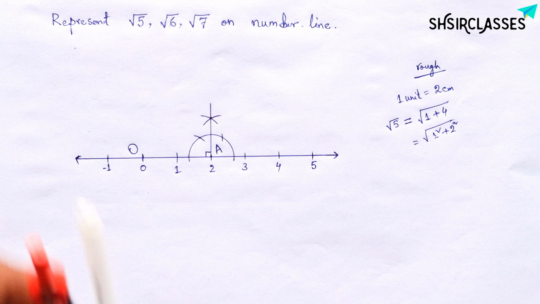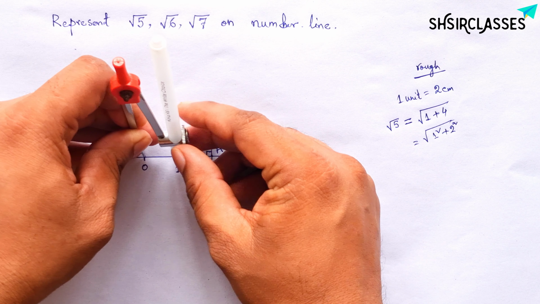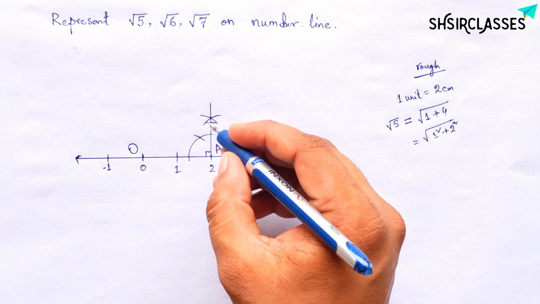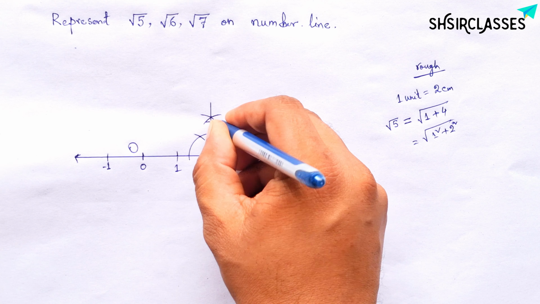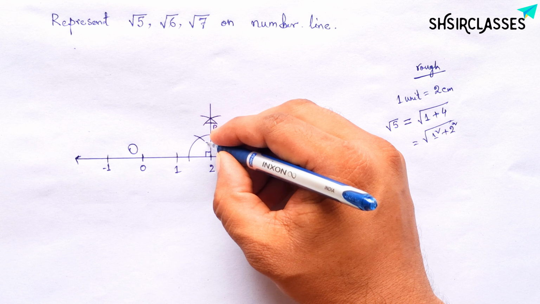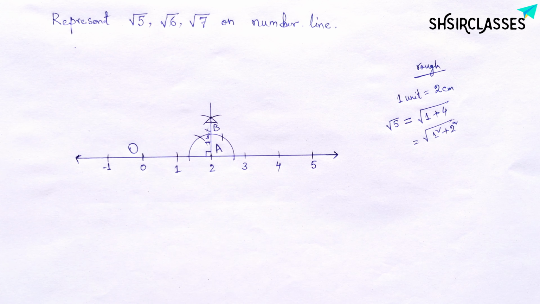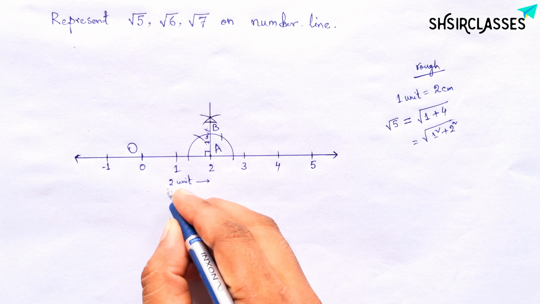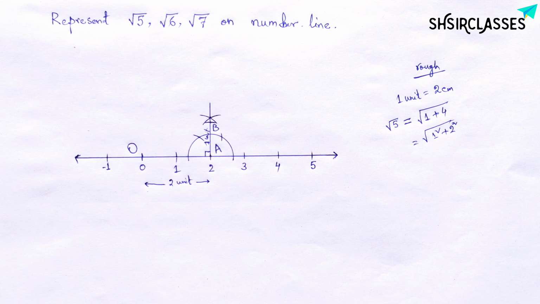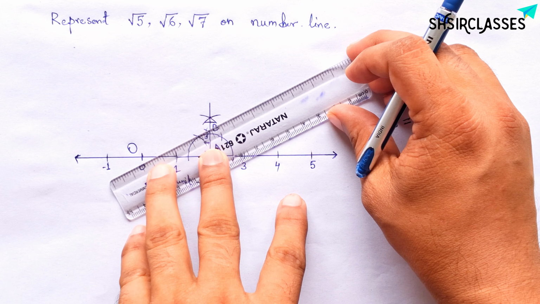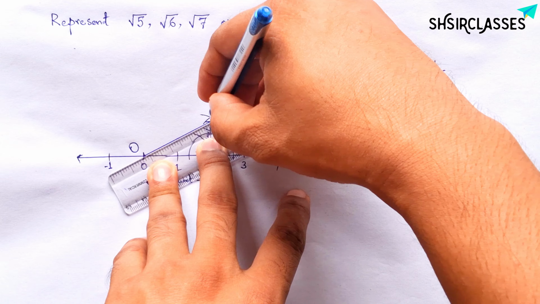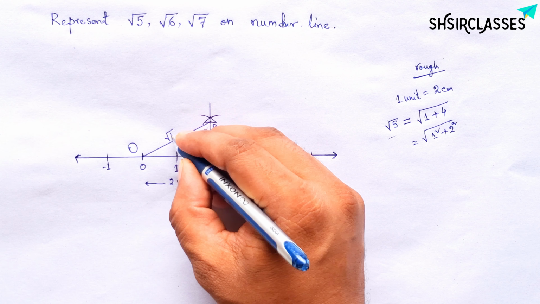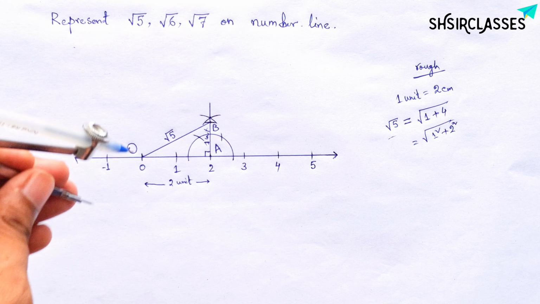Then measure the length between 0 and 1, equal to 1 unit, put the compass here and cut here. Label this B. So AB is 1 unit length and OA is 2 units length, so 2 units between 0 and 2. Then join OB to get a right angle triangle OAB. By Pythagoras theorem, root over 1 square plus 2 square equals root 5. So OB equals root 5.